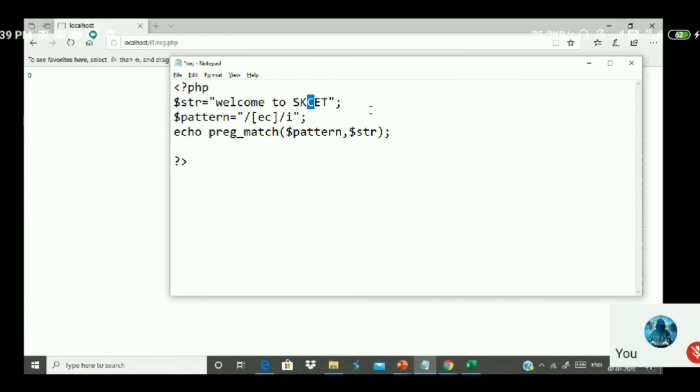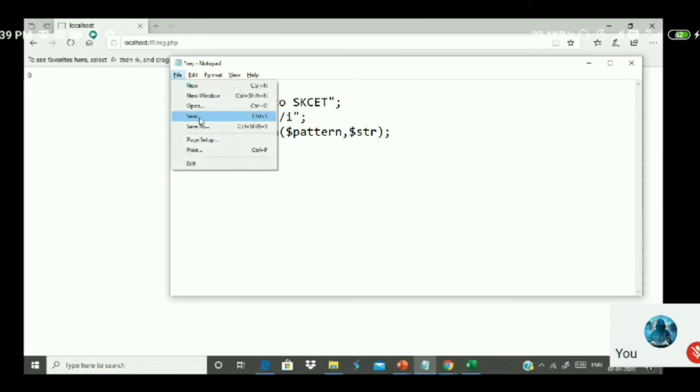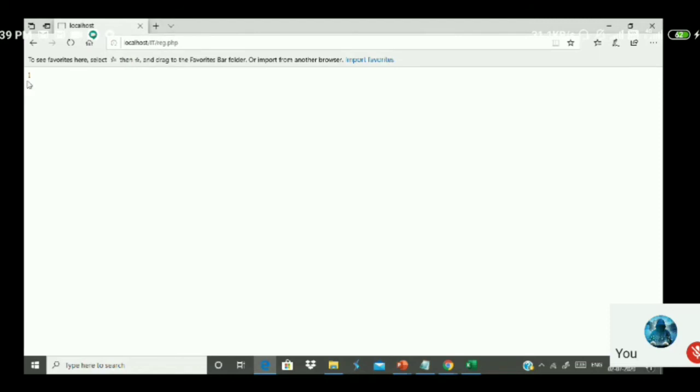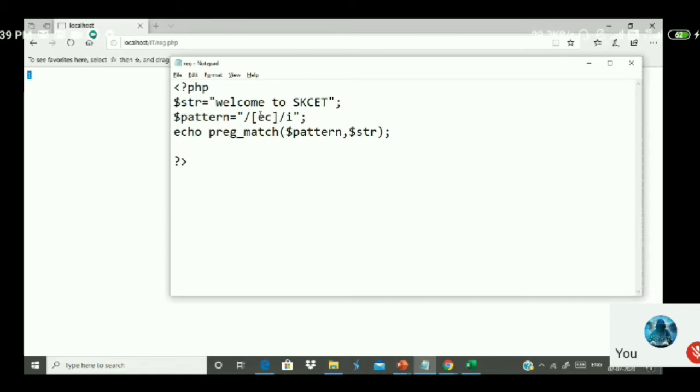Whenever I specify anything in square brackets, that is called a set here. Okay, now listen carefully. If I use preg match, I will get only 1 here because it matches, it gives me the result 1 here. Are you able to understand? Suppose I give like this.